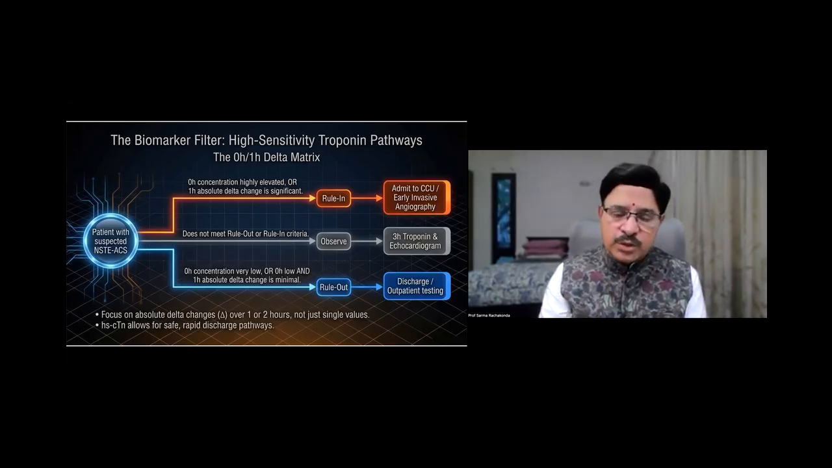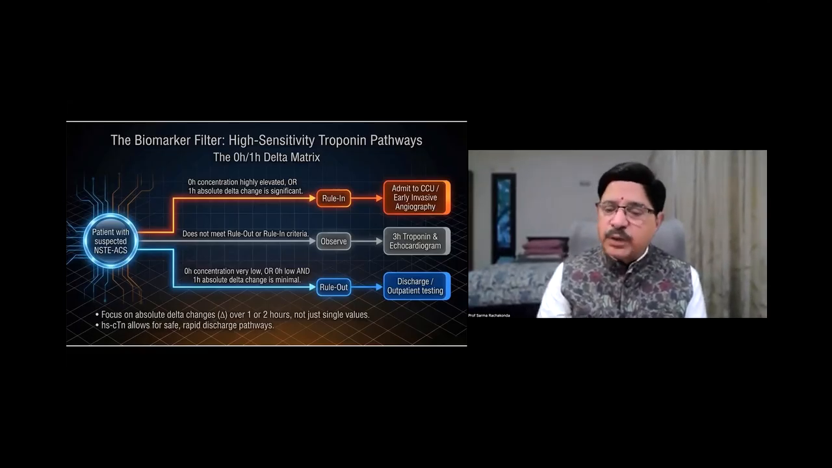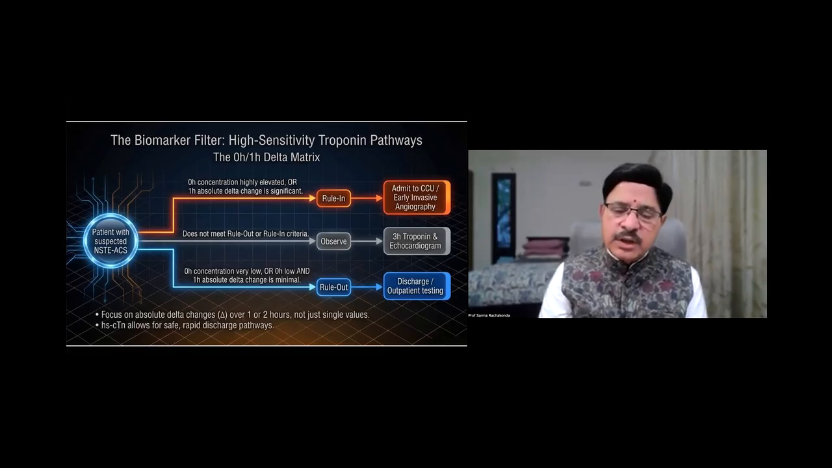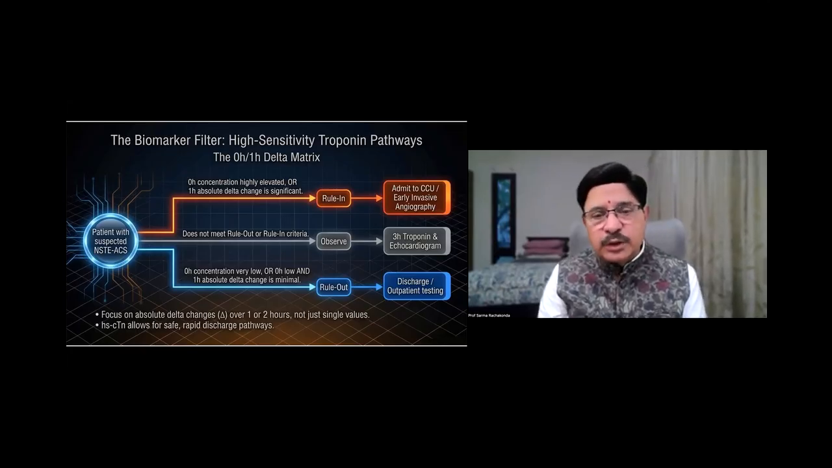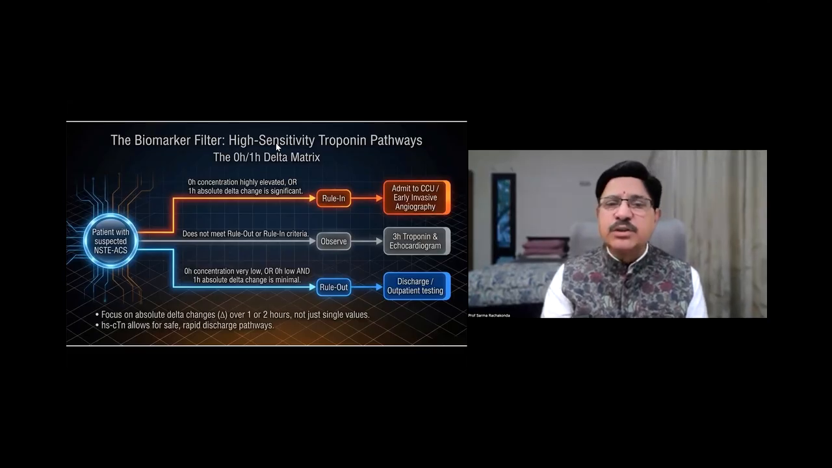What do I do? 0, 1, 2. The American association recommends a third hour also. It is better to have 0, 1, 2, 3, at least 0, 1, and 2. The European Society says 0, 1, and 2 is adequate. The American Society says if these are normal up to 2, then do the third one also. If there is already evidence in the delta, you don't have to do the third one. Okay, so that is the high sensitivity troponin.